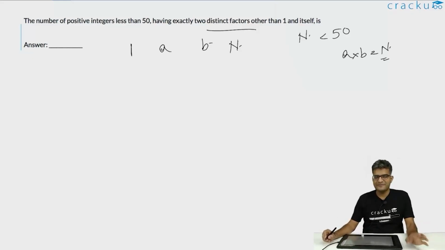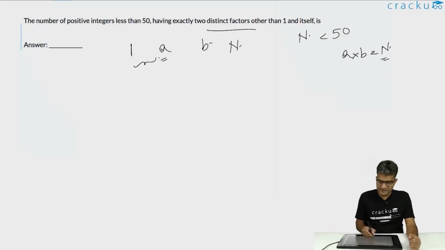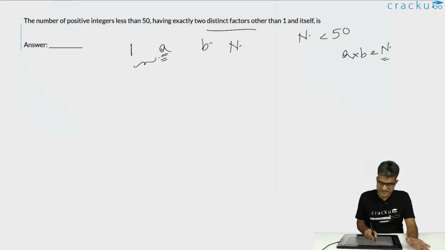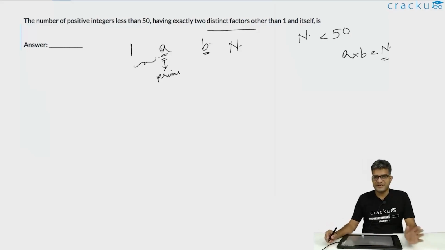Now, are a and b prime numbers? One thing we can say is that a has to be a prime number. This number over here has to be a prime number, because if it is a composite number, there should be some factor which lies between 1 and a. So the smallest factor other than 1 of any number will be a prime number. So a over here is definitely a prime number. What about b? Now b has to be either a square or b has to be another prime number.